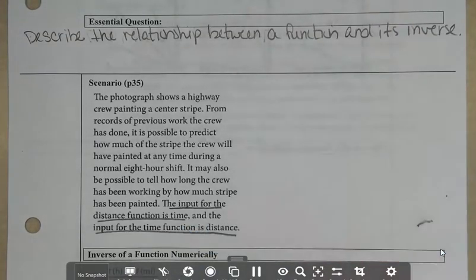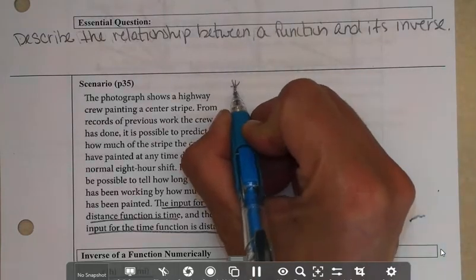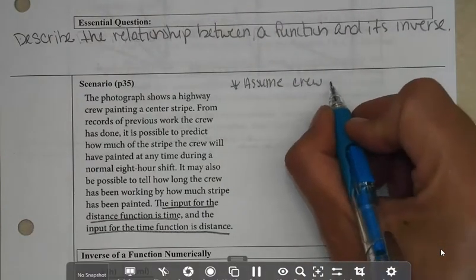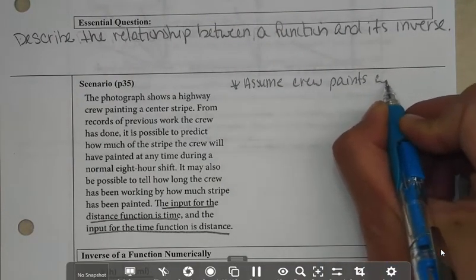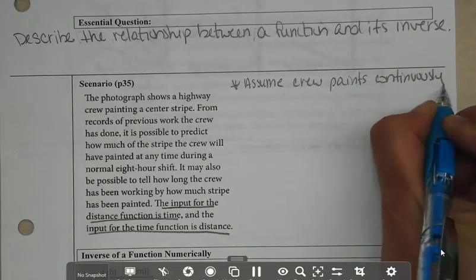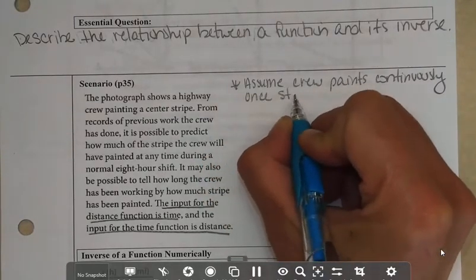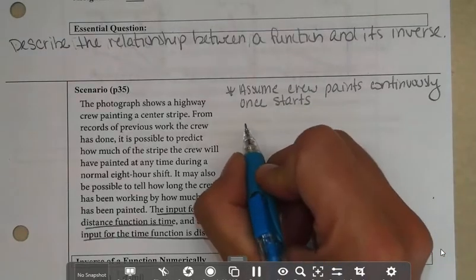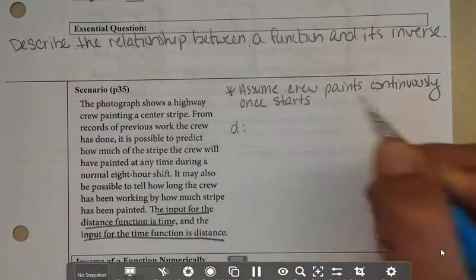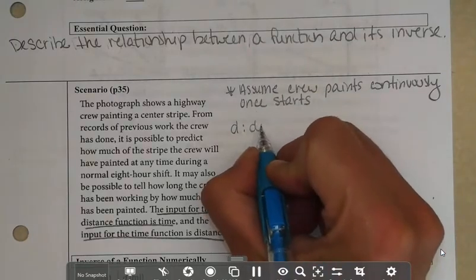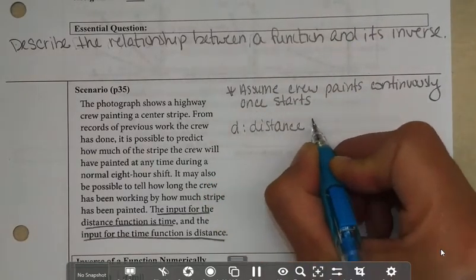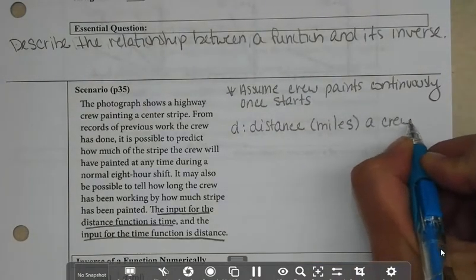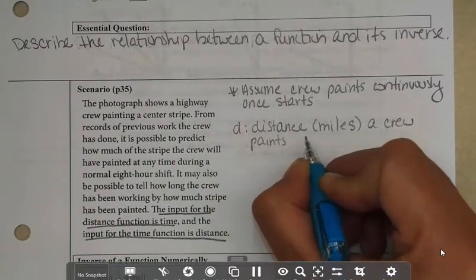Okay, so I'm going to take a couple notes here. So first of all, we're going to always assume that the crew is painting continuously. So crew paints continuously once it gets started. We're going to say that D is going to represent distance, and we're going to call that in miles, that a crew paints in 8 hours.